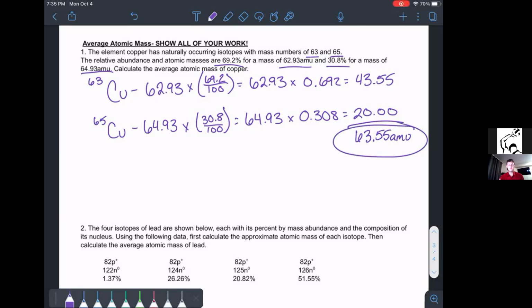And we know that has to be correct because most of our percentage is from copper 63. So it should be closer in average atomic mass or relative atomic mass to our copper 63, because that's where most of our percentage came from. Only a small portion came from 65, which means it should be closer to that 63 isotope.